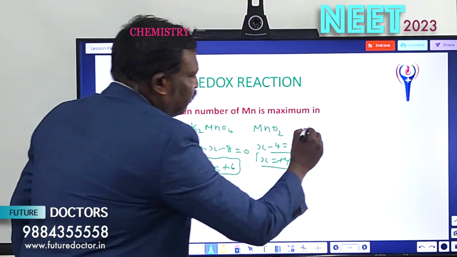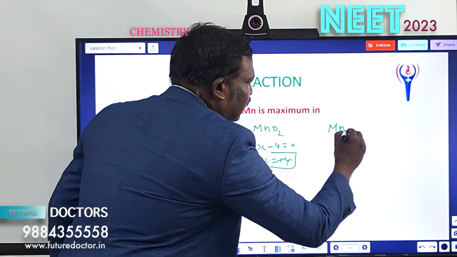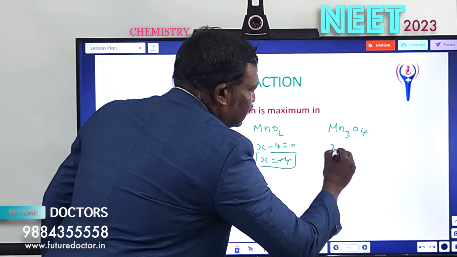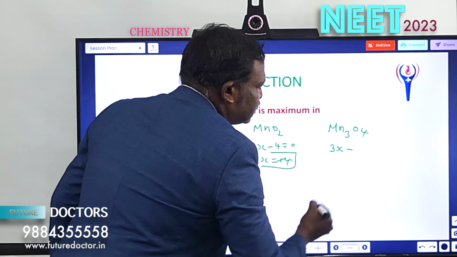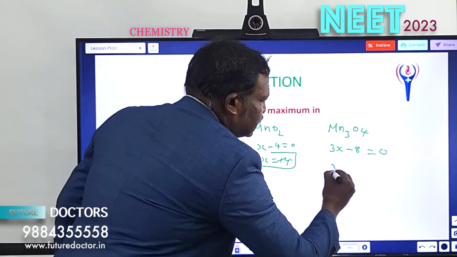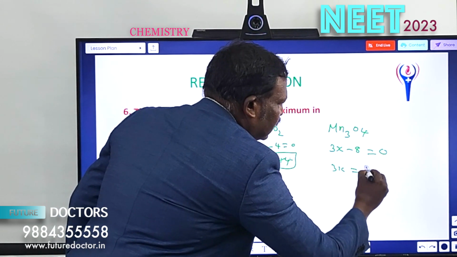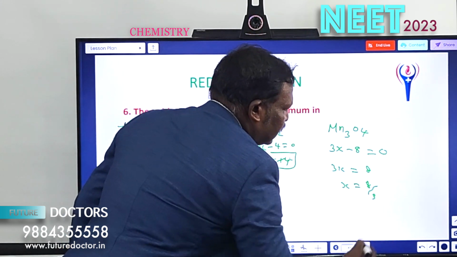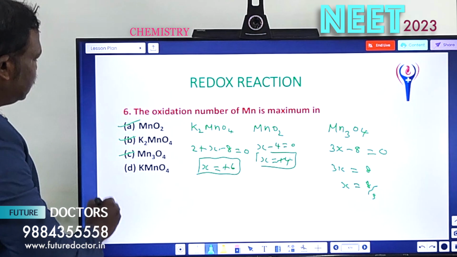Then Mn3O4. So 3 manganese, so 3x minus 8 is equal to 0. 3x is equal to 8. x is equal to what? We are getting a fractional value. Understood? Now see the next one.